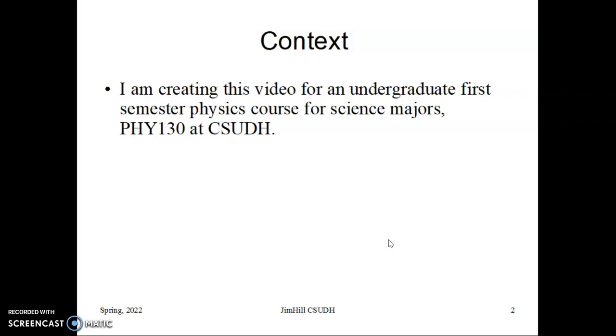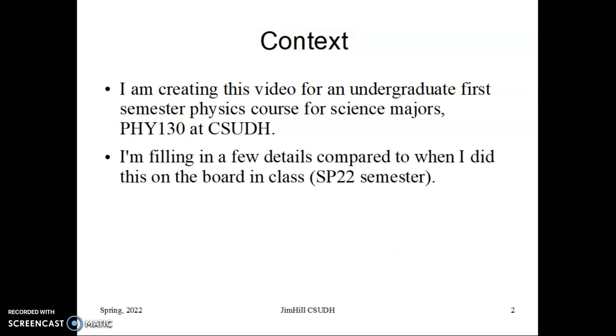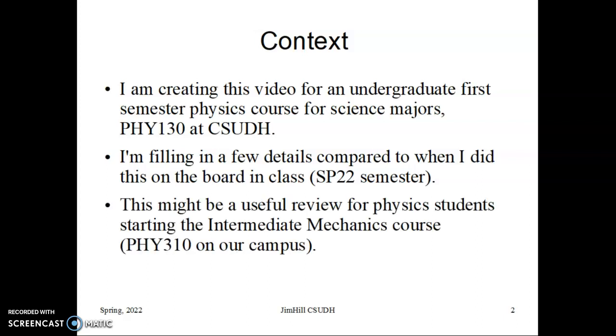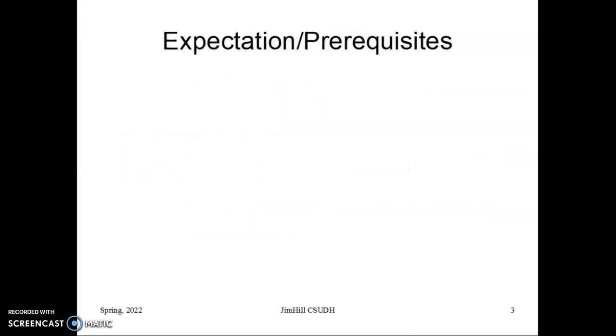We call it Physics 130 at my university. It's the first semester physics course that science majors generally take. I'm just doing this to fill in a few details because when I went over it in class this semester, spring 22, I skipped some details that I want to fill in now. That said, if somebody's taking an intermediate mechanics course, which we call Physics 310 on our campus, this might be good review before you start that course because this is the freshman level.